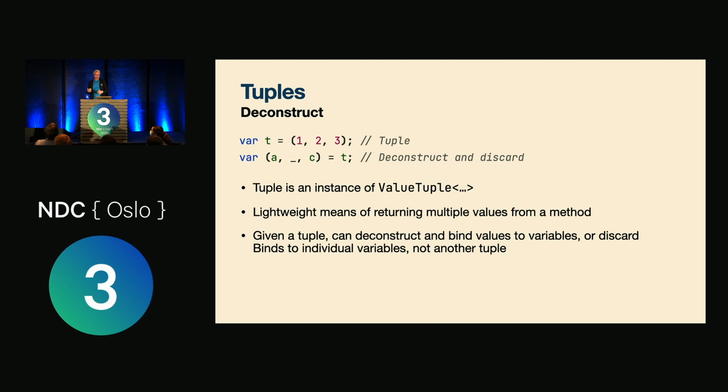Now, again, with this syntax, with the brackets on the left-hand side of the var, it kind of does look like a tuple again, but it's not. This is deconstruction. So what I end up with is an A and a C as separate variables. So there's no new instance of a tuple being created here. It's just about deconstructing.